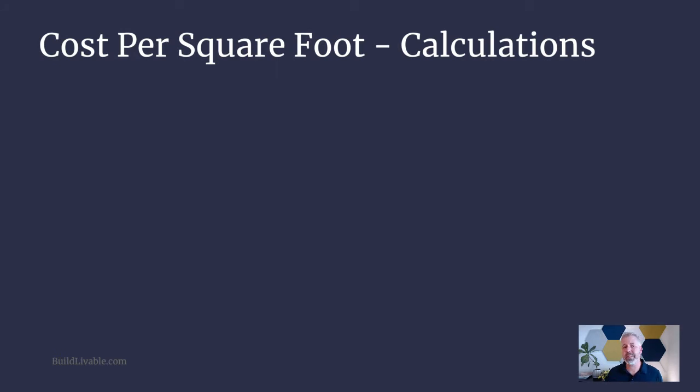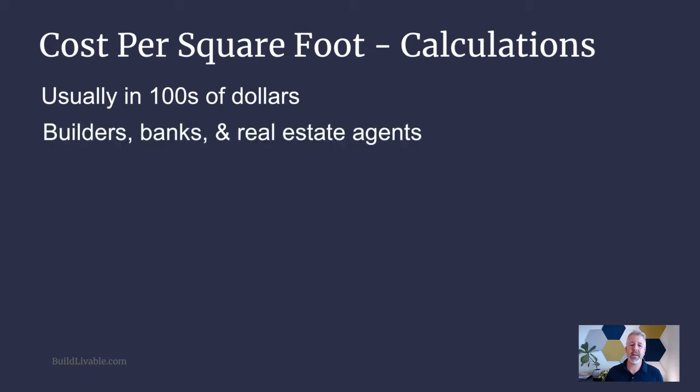Now, in terms of how it's calculated and how it's discussed, you'll usually hear it in hundreds of dollars, like, oh, the current cost per square foot in this area is about $500 per square foot. And the people who are more likely to know that number are builders and architects, banks, and real estate agents. It's really anyone involved in construction will have a number on hand, and it's always changing. It's not something that's very consistent.